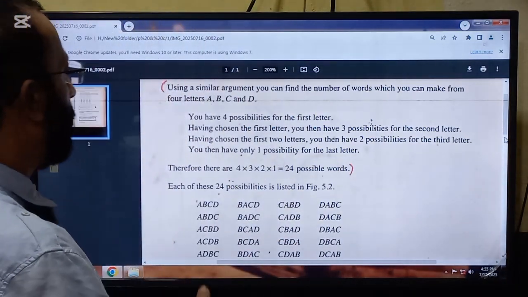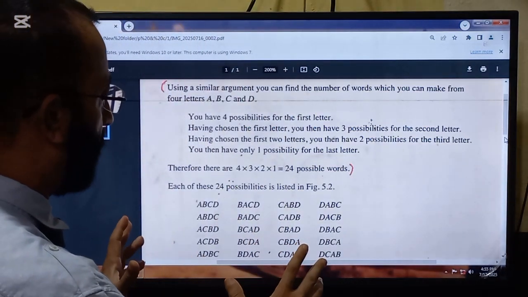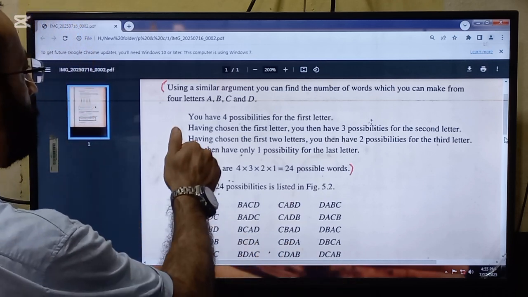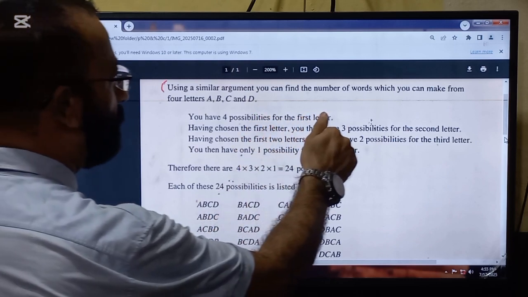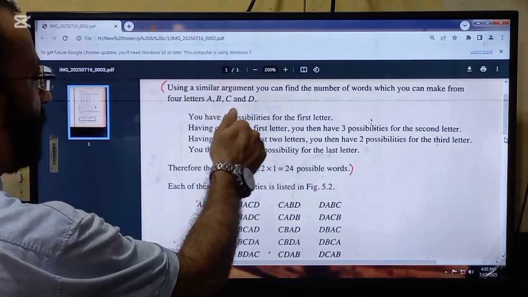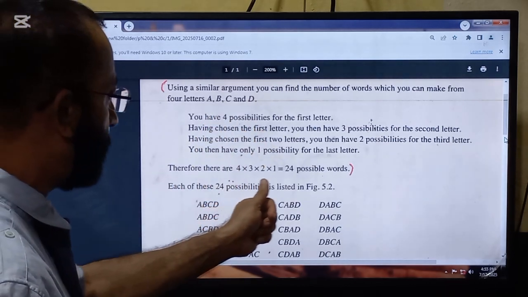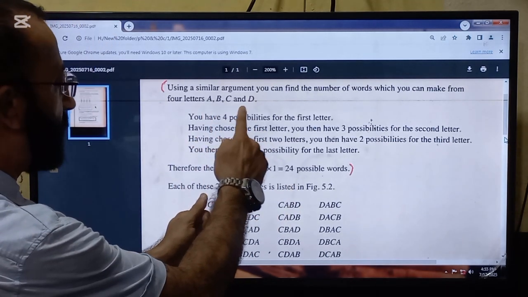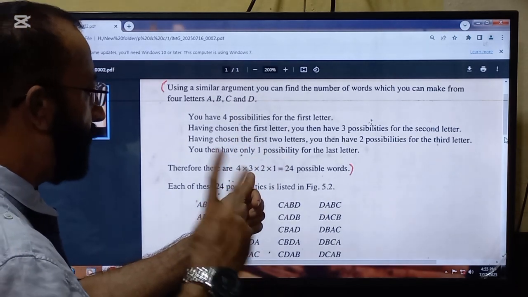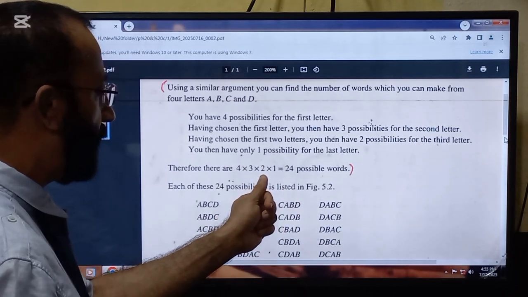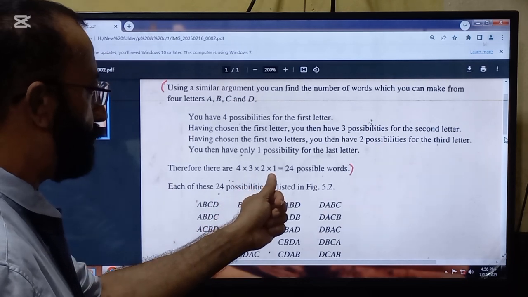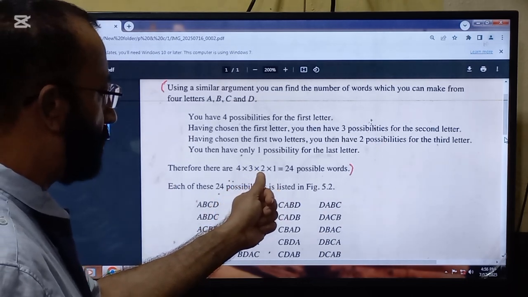Look now, you are given 4 letters which are written on cards, and you are required to form 4-letter words. Using a similar argument, you can find the number of words which you can make from the four letters A, B, C, and D. Here is the answer. Four choices for the first letter, then three choices for the second letter, then two choices for the third letter, and one choice for the fourth letter. So 4 into 3 into 2 into 1. So 4 threes are 12, 12 twos are 24.